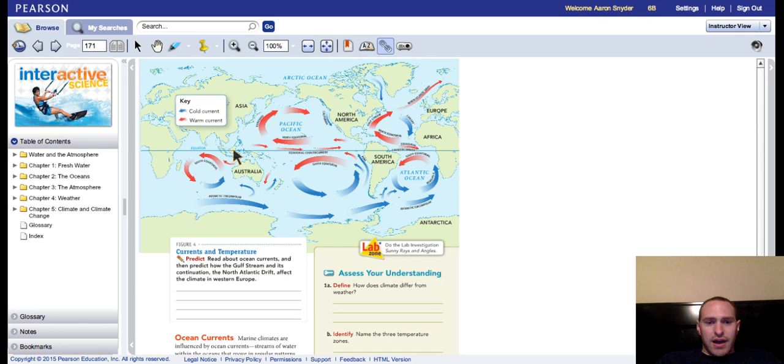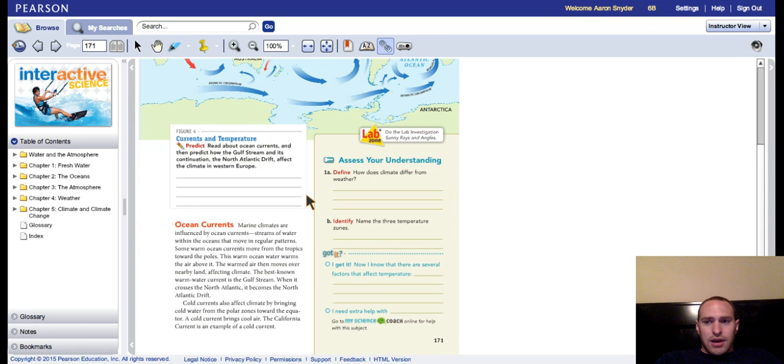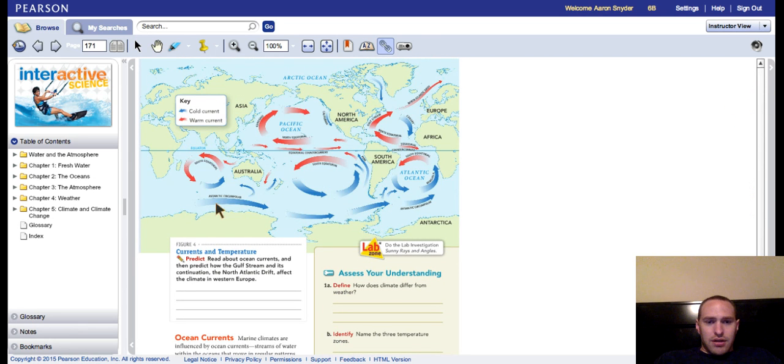And our last factor was ocean currents. On this page, you can see all the different ocean currents that we talked about. The blue is a cold current. The red is a warmer current, keeping those areas colder or warmer, depending on where you are. So those are the factors that affect temperature.